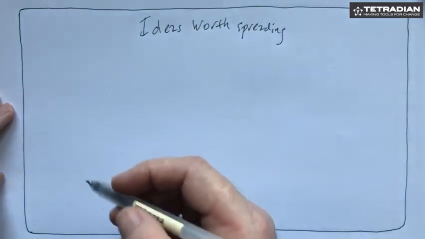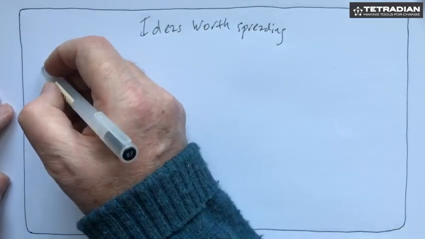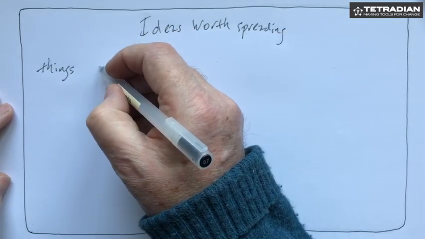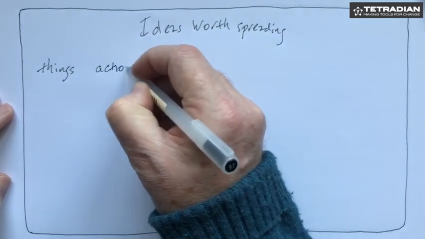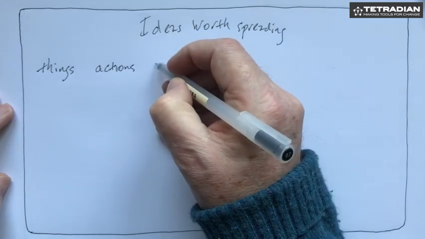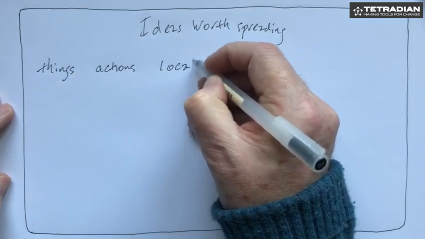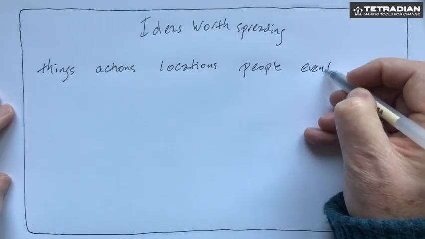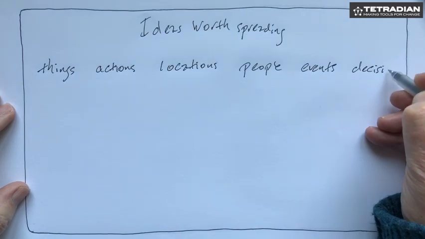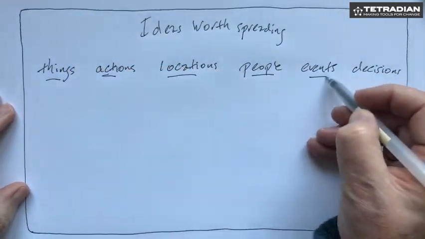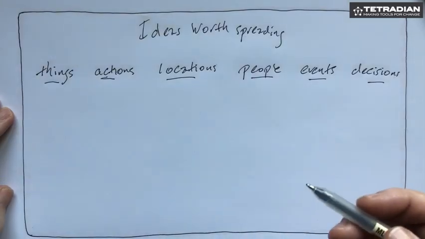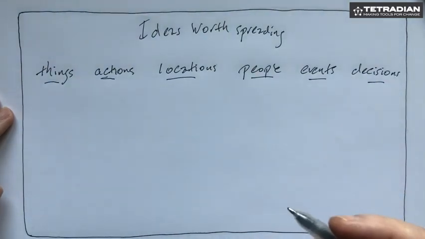So we then take a straightforward list, which is what are the things, what are the processes or the actions, the locations, the people, the events, and the decisions. And all we do at this stage is just make lists. So for example, what are the things in an enterprise which is focused on ideas worth spreading?